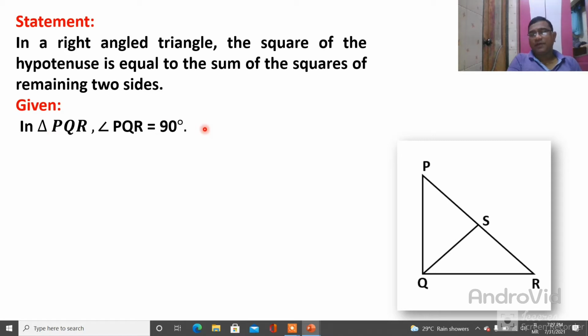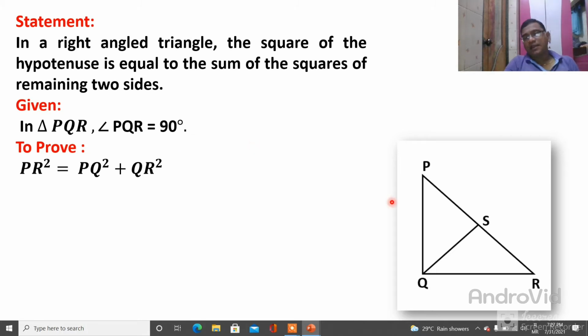So what is given? Triangle PQR. Triangle PQR is which triangle? A 90 degree triangle. So it is what? A right angle triangle. So triangle PQR is the right angle triangle because angle PQR is equal to 90 degrees. That is what is given, so I write that in given. Then TP means what you want to prove. Okay, what do you want to prove? Pythagoras said that the hypotenuse square is equal to the sum of the two sides' squares.